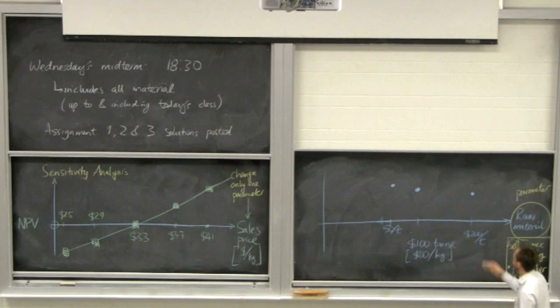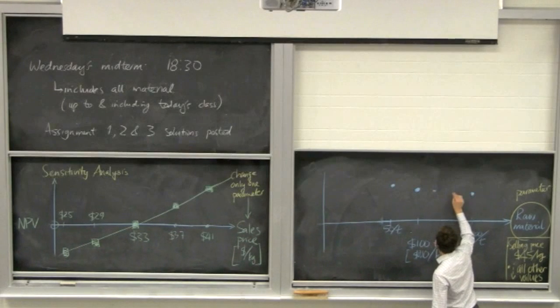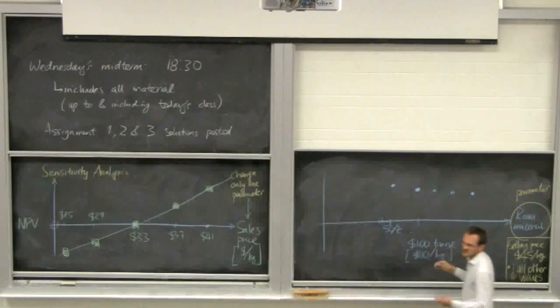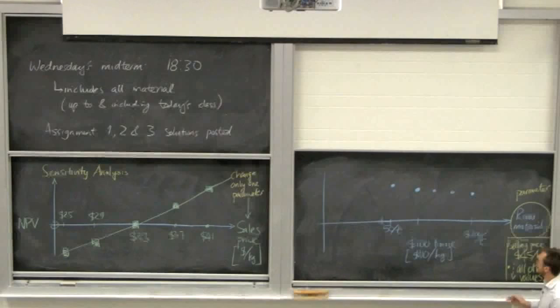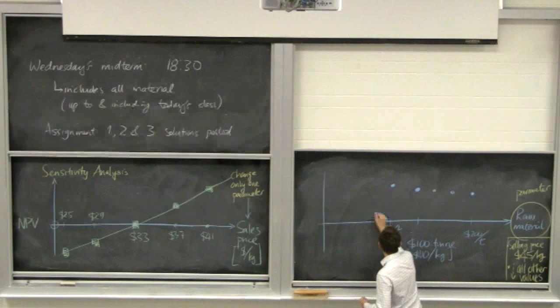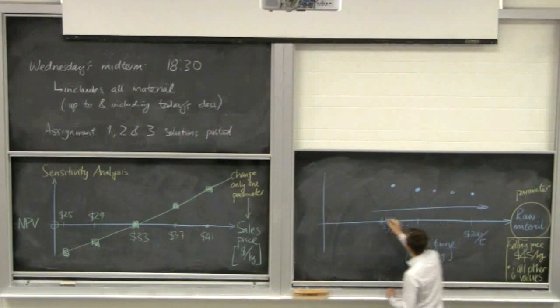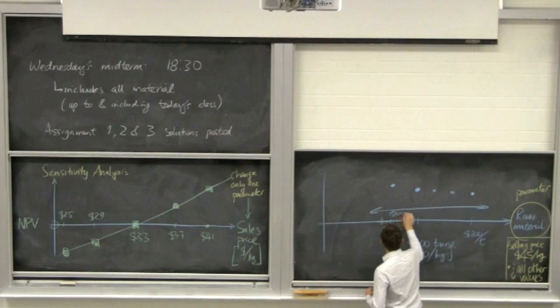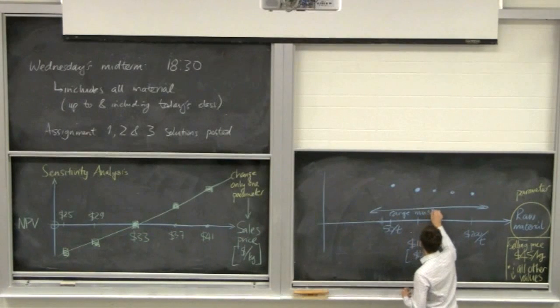Okay, and I can go do a few scenarios in between, 4, 5, or 6, whatever it takes to get a trend. The key is you cover a range that is reasonable on that x-axis. So here the key point is this range must be realistic.